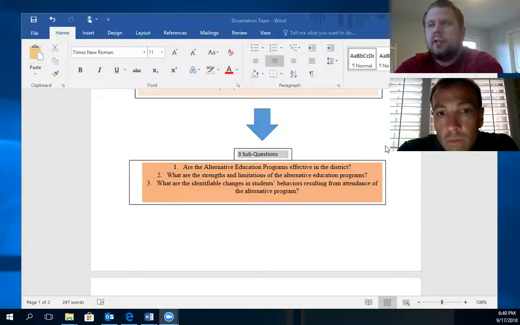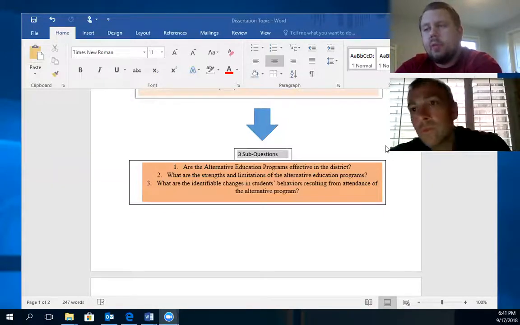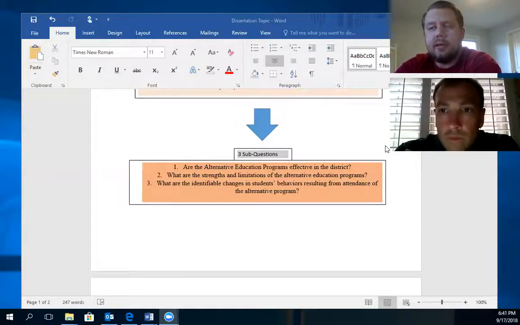And then the third question was crafted based upon the conversations that I had with Dr. Urey two weekends ago, I believe it was, and that is, what are the identifiable changes in students' behaviors resulting from attendance of the alternative program? In other words, he's thinking that if there is an increase in graduation rate, if there is an increase in overall student performance and behavior, and there is a decrease in expulsion rate, what's leading to that? In other words, is it something that they are changing in the program? Is it a certain skill set that they are gaining? And why is it that those things are increasing or decreasing in correlation to one another.